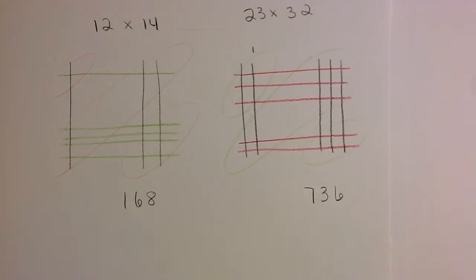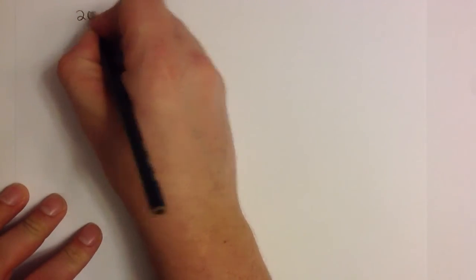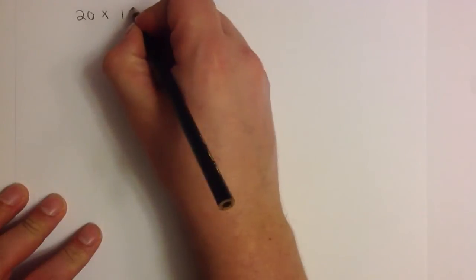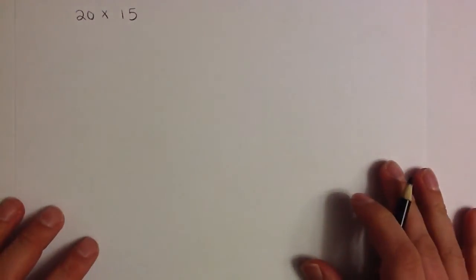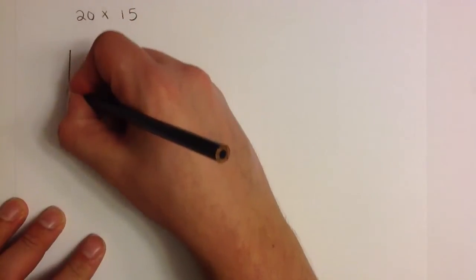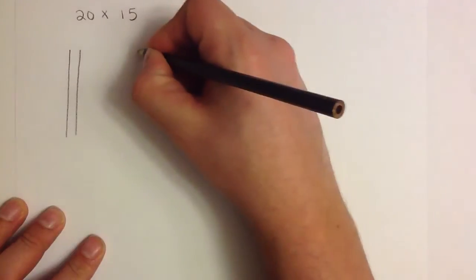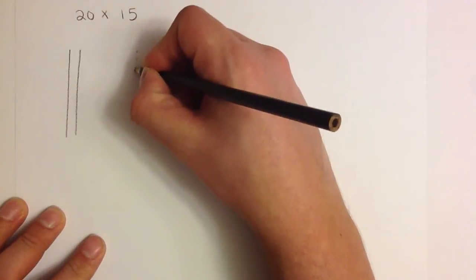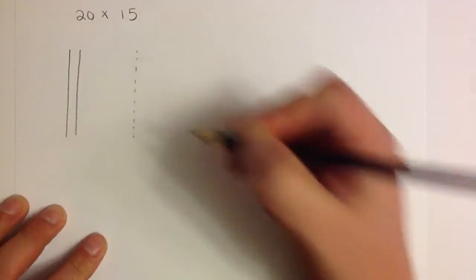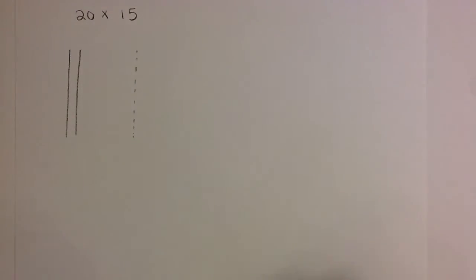So now we're going to do this with a number with a 0 in it, because it becomes kind of a little tricky when you're working with numbers with zeros in it. So my next example is going to be 20 times 15. So to represent the 20, I draw 1, 2, and to represent that 0, we can just draw a little dashed line. It's kind of like a ghost line. There's not really a line there, but I need something to represent that 0.